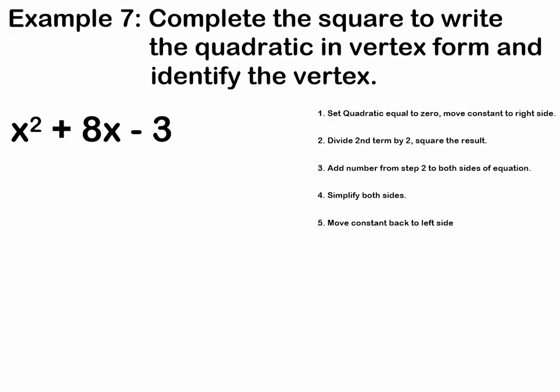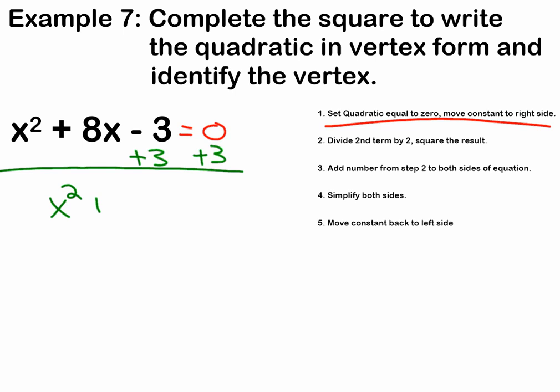Pause the video now as you try step number 1. Press play to go over step number 1. So step number 1 says I should equal it to 0 and then move the constant term to the opposite side. That's going to give me x squared plus 8x equals 3. That's step number 1. Pause the video now as you try step number 2. Press play to go over your answer.